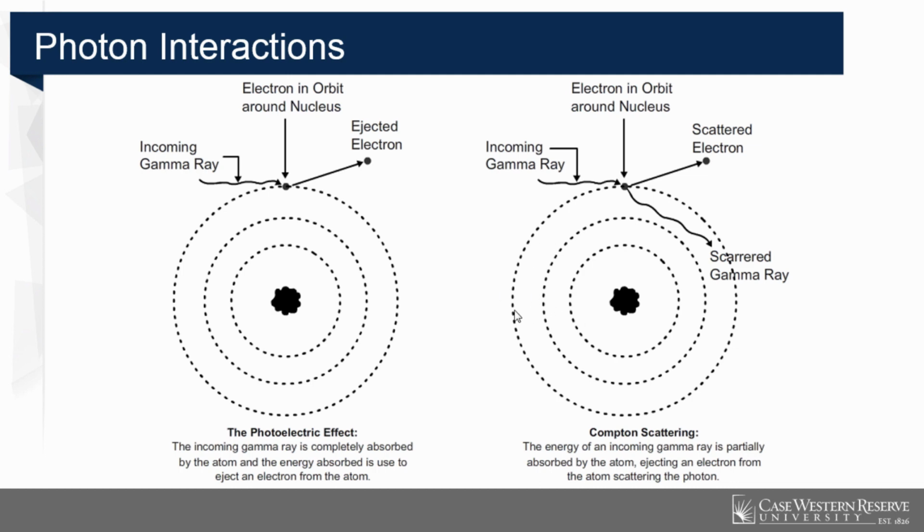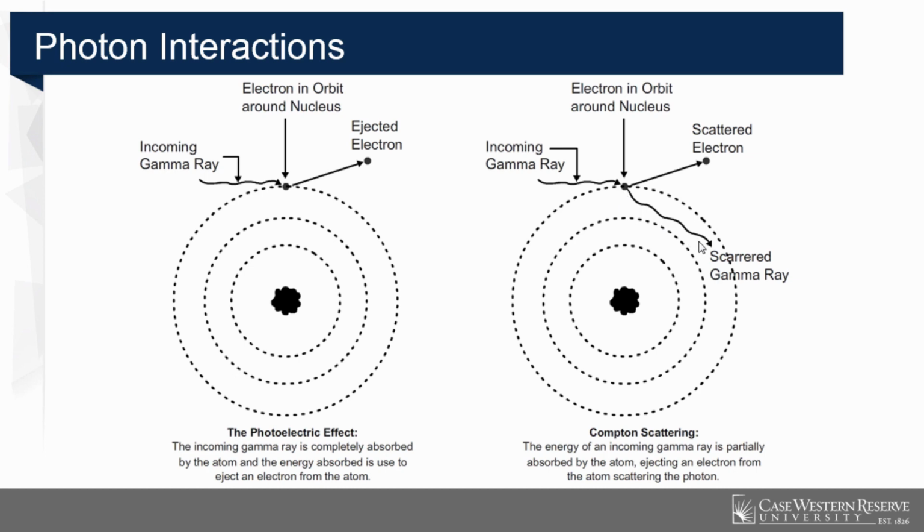The other one, more of a concern for medical imaging, is Compton scattering. Incoming gamma photon, again interacting with an orbiting electron, which is ejected, but the gamma photon did not deposit all its energy. It deposited some energy, it loses some energy as a consequence, and it changes direction.